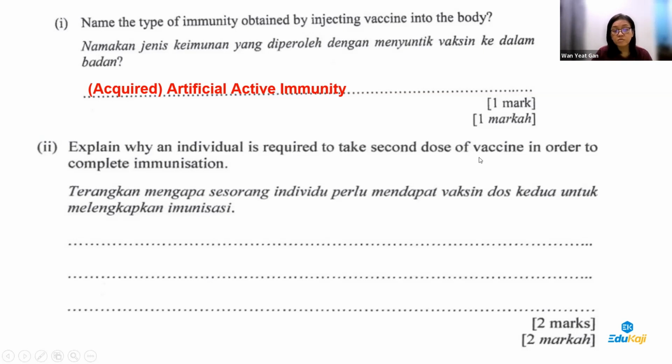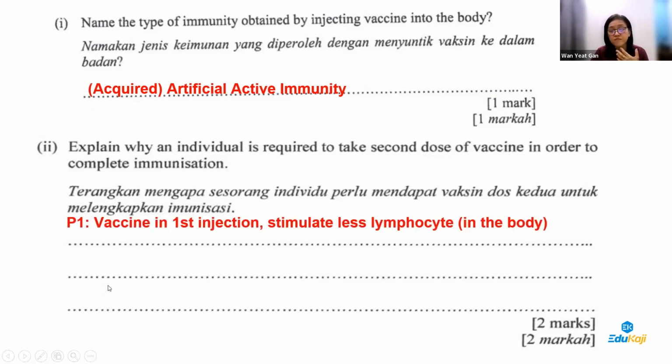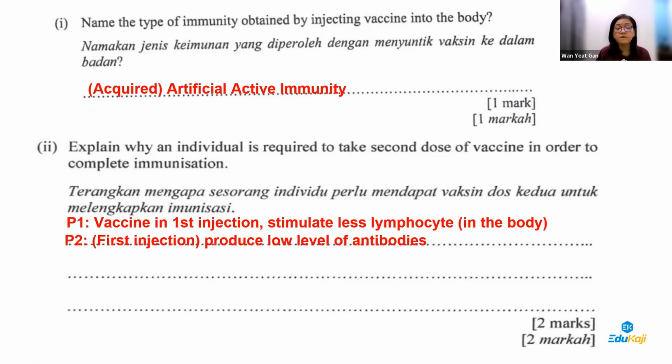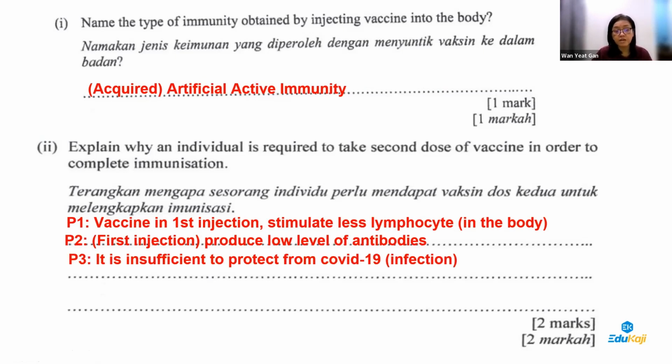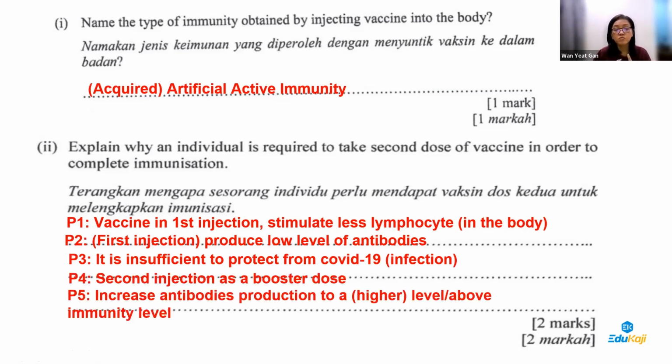Explain why an individual is required to take a second dose of vaccine in order to complete the immunization. Now, usually there are at least 2 injections to complete the whole immunization. That's because the first injection normally is insufficient to stimulate the production of antibody to go beyond the level of immunity. So it just started to produce the lymphocyte. So the antibody level is still very low after the first injection. Therefore, you need the second injection in order to increase your antibody production to a higher level so that it goes beyond your immunity level.